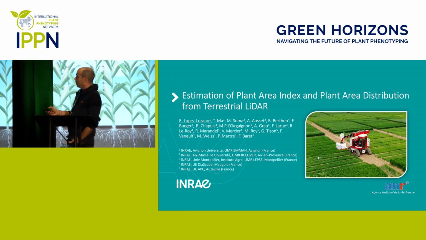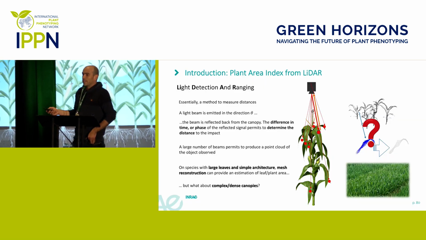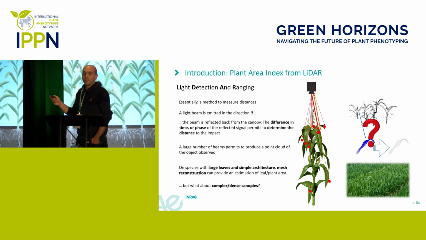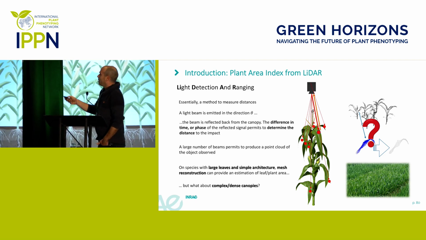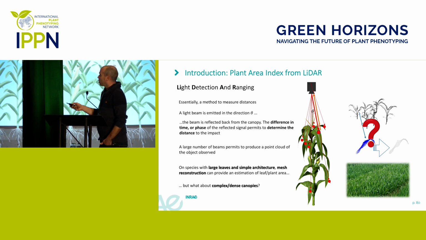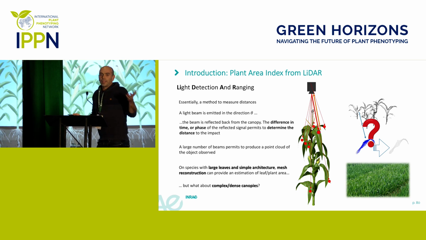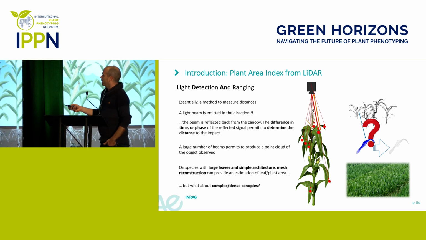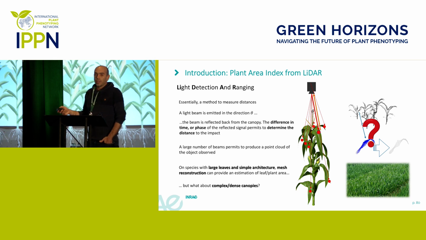So, well, most of us know what a LiDAR is. It's essentially an active sensor that measures distances. A light is emitted in a given direction and reflected back from the canopy, and from the difference in time or phase, we can determine the distance between the LiDAR and the impact. When you do that a large number of times, what we get is a 3D point cloud of our canopy.